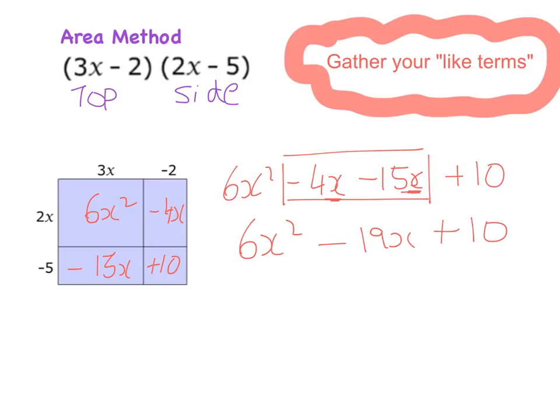So when you are asked to multiply two brackets back to back, one of the methods you can use is you can use this area method. So where you write the top one here, and the second one you can write that on the side. You use your box multiplication to fill in your different boxes. You write out your expression here, and then you gather your like terms. So anywhere you can simplify it a little bit. And so our answer to this question is 6x squared minus 19x plus 10.